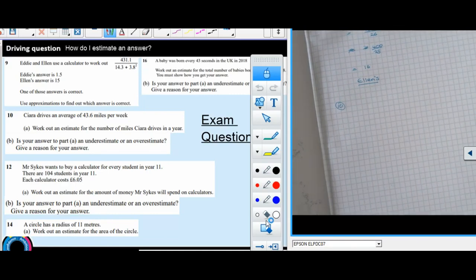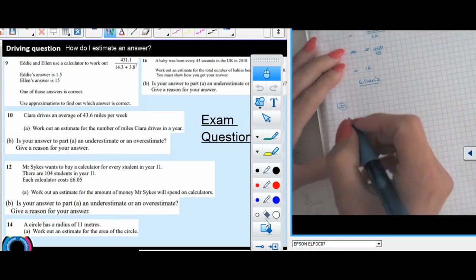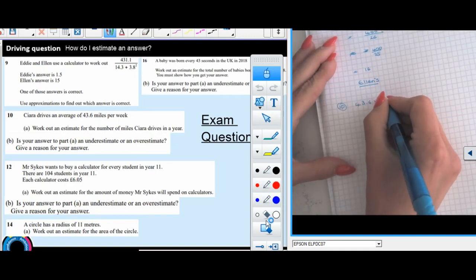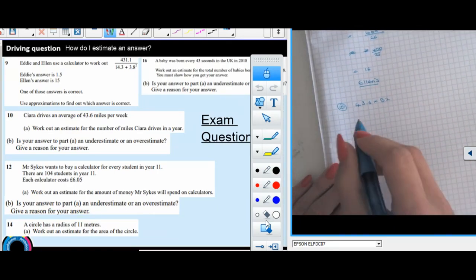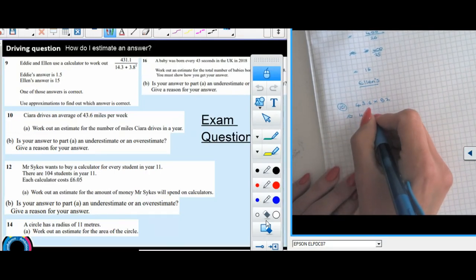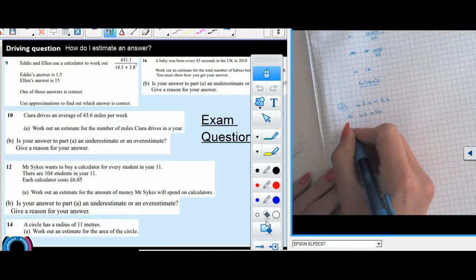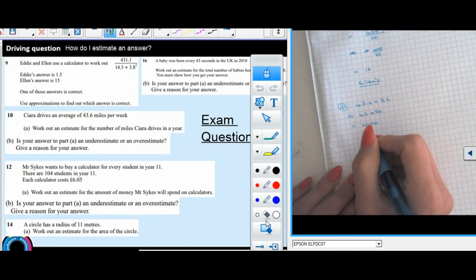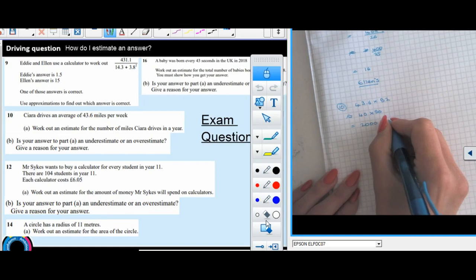Let's have a think about question 10. Chiara drives an average of 43.6 miles per week. Work out an estimate for the number of miles she drives in a year. So the actual calculation would be 43.6 multiplied by 52 because there are 52 weeks in a year. We'll estimate that to be 40 multiplied by 50, which is 2,000 miles.